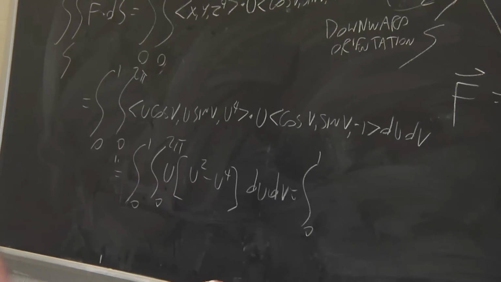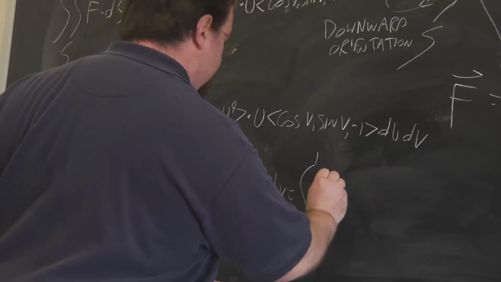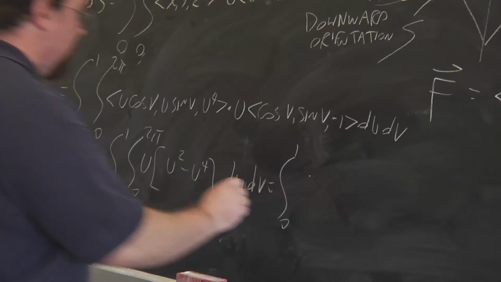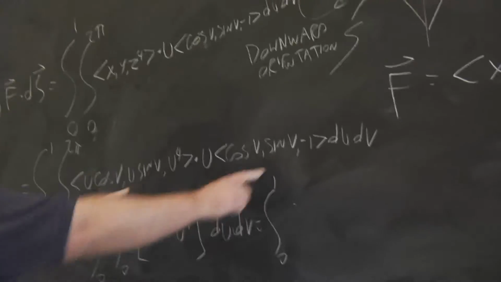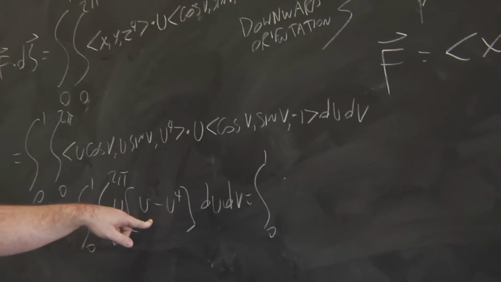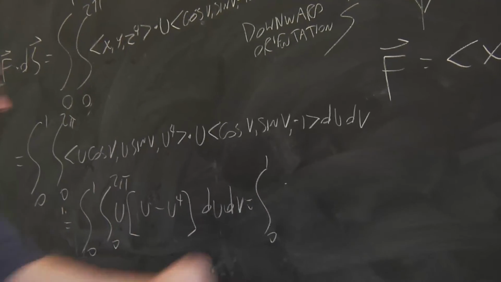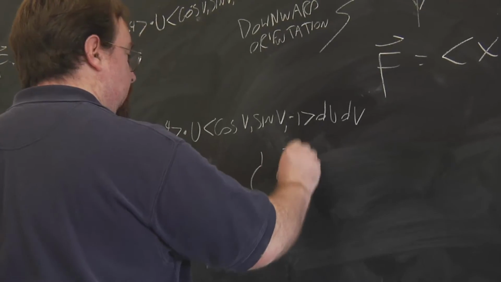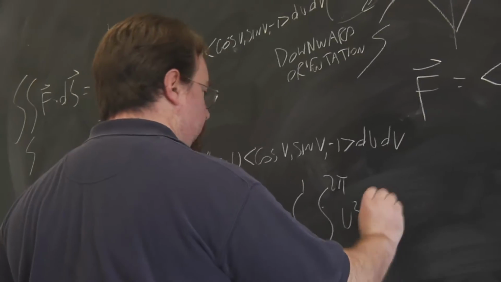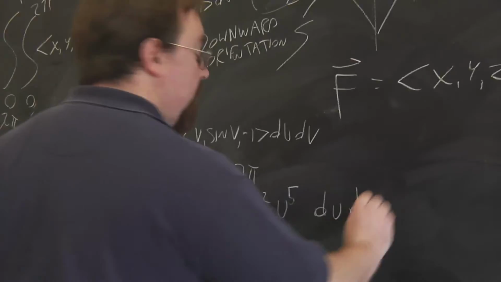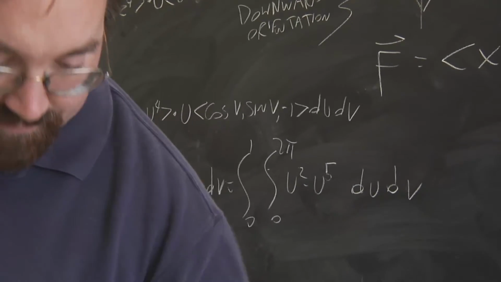So we get u cubed minus u to the fifth. Oh, wait, there's a discrepancy somewhere with what you have. Yeah, here I have u cosine squared plus u sine squared, so this should only be a u. So then once I put in the other u, I get u squared minus u to the fifth, du dv.